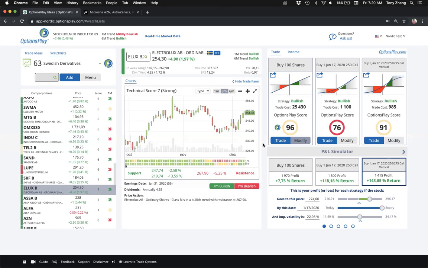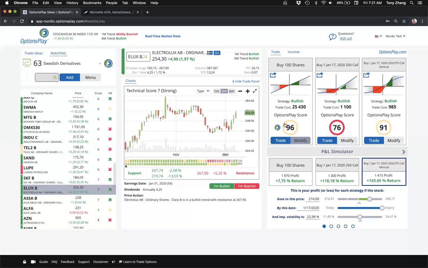Now, once you have a directional view on the underlying stock, there are two options that you have. You can either select I'm bullish and see 3 bullish strategies on this stock. So here's Electrolux. In this particular case, it's a relatively strong stock. The 1 month and 6 month trend is bullish. It just turned bullish a couple of days ago. This is, in my opinion, a fresh signal to look at perhaps a continuation higher here.